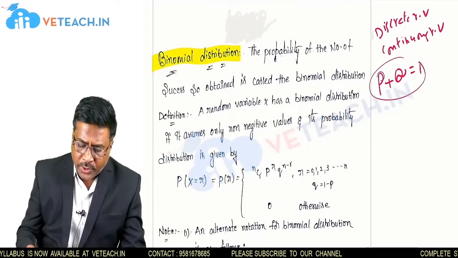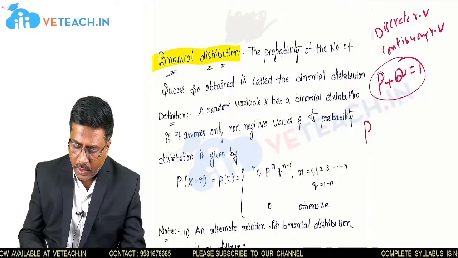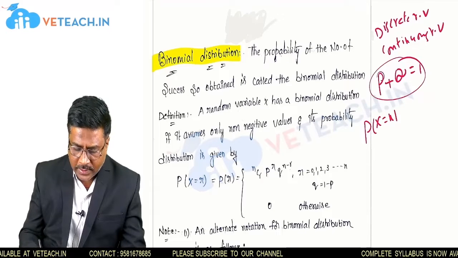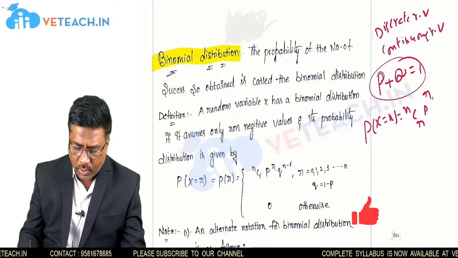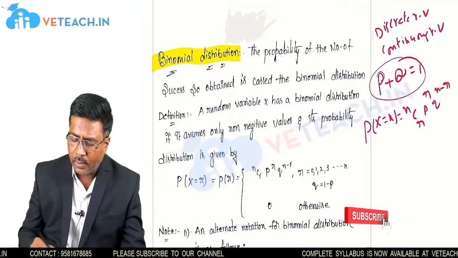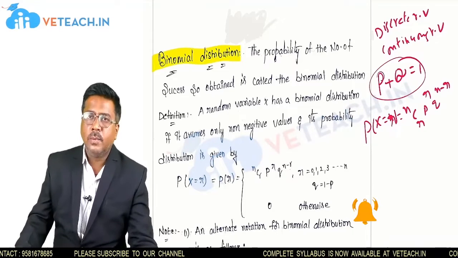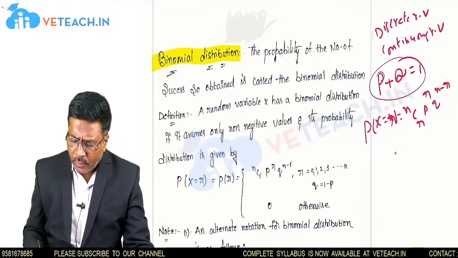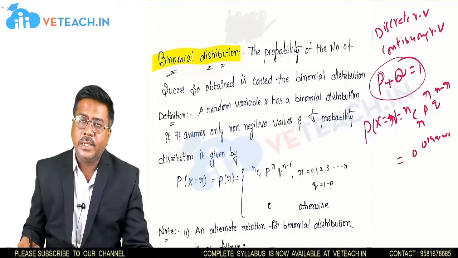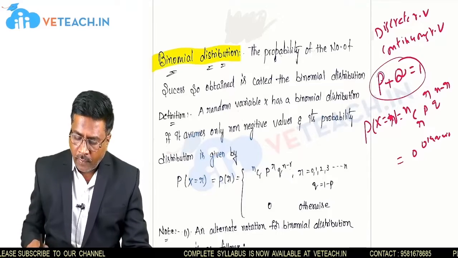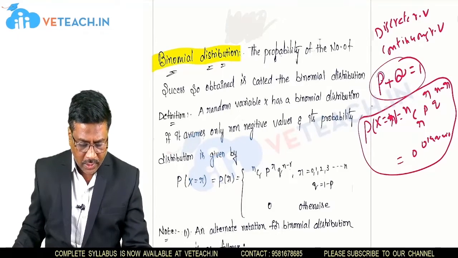In that concept, we define the probability function as P of X equal to x, that is equal to nCr into p to the power of r into q to the power of n minus r. Simply, you can take small x or small r in place of it. That is equal to 0 in otherwise conditions. Like that, we have to define the probability function in this way.